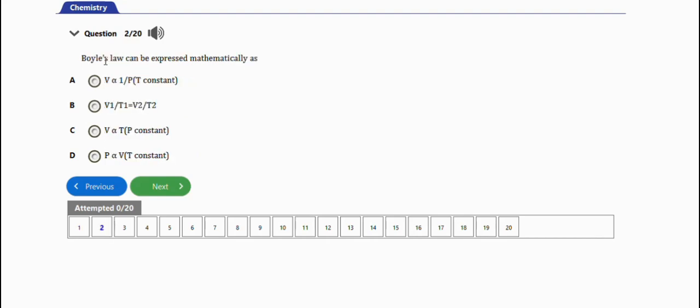It says Boyle's law can be expressed mathematically as, so we have, Boyle's law states that the volume of a given mass of gas is inversely proportional to its pressure, provided that the temperature is constant. So the relationship here mathematically that shows this is option A. Volume is inversely proportional to pressure. As you can see, T is constant temperature. So the right option here is option A. Alright, the next question will be this one.